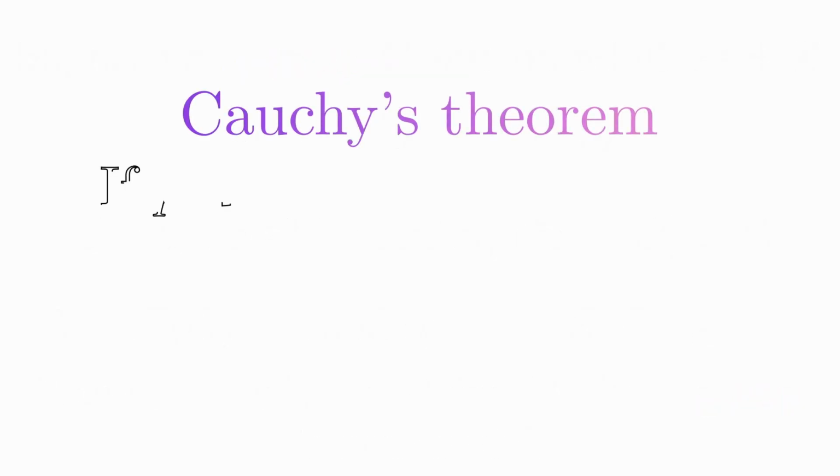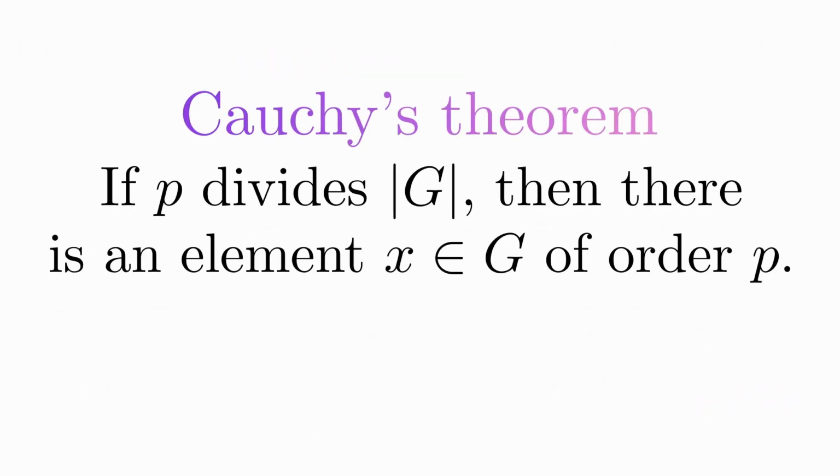Another result we could prove using this result is that if a prime P divides the order of a group, then there is some element in the group of order P, meaning that the order of the subgroup generated by that element is equal to P. This is known as Cauchy's theorem.